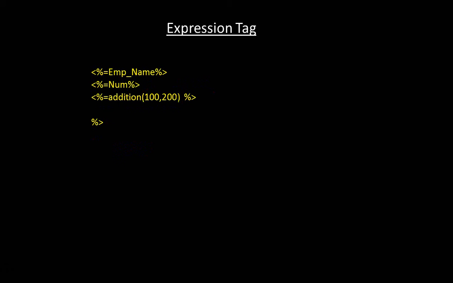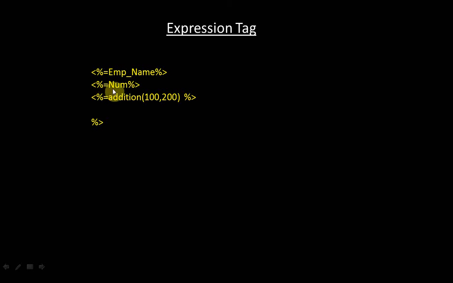Okay. Next we come to expression tag. Expression tag is basically used to evaluate some expressions, like it starts with percentile is equal to. For example, here I have written percentile is equal to emp_name, and again, in order to close the expression tag, I would write percentile closing angular bracket. So what will happen is the value of the variable emp_name will be printed here. And similarly, I have written percentile is equal to num percentile. Value of num will be printed here at this place.